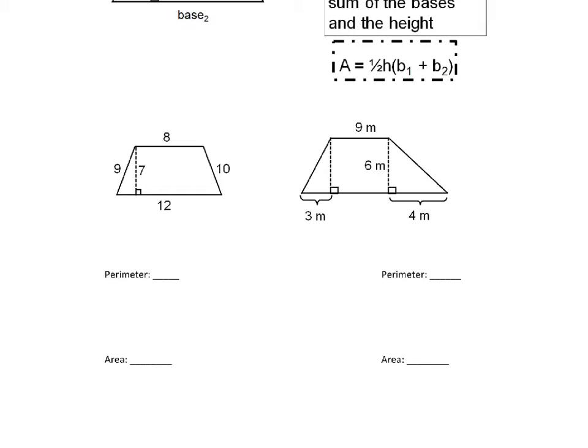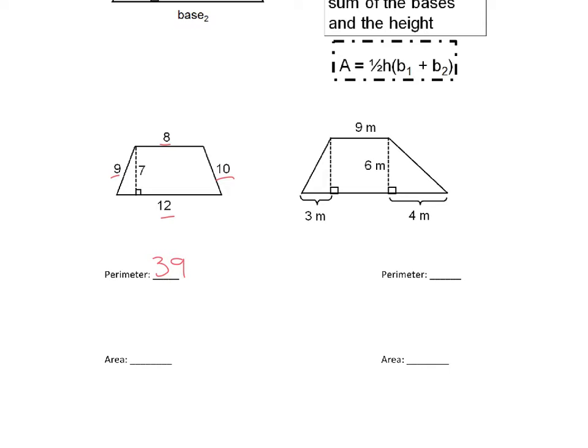Now, again, perimeter should be a piece of cake, should be a piece of pie. Literally, it's just adding up all the outsides. Okay, so in this case, it'd be, let me underline it for you so you can see, 9 plus 8 plus 10 plus 12. So 9 plus 8 plus 10 plus 12 gives me a perimeter of 39.